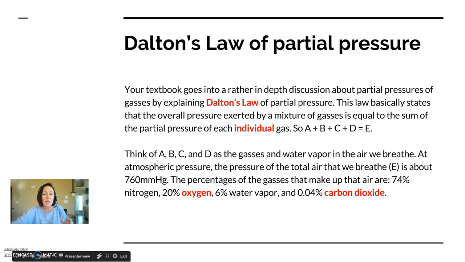So think of it this way. A, B, C, and D. Those are the gases in the water vapor that are always in the air that we breathe. At normal atmospheric pressure, the amount of pressure for the total air we breathe, that would be E, the sum, is about 760 millimeters of mercury. We can measure the percentages of the gases that make up the air we breathe: 74% nitrogen, 20% of the air we breathe is oxygen, 6% is water vapor, and only 4/100ths of a percent of the air that we breathe in is carbon dioxide.